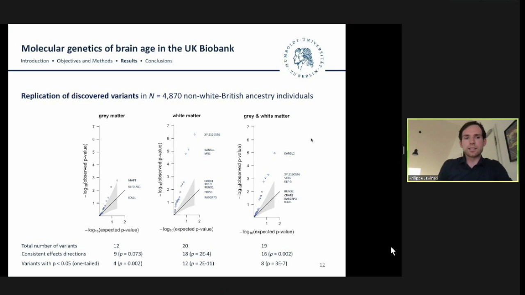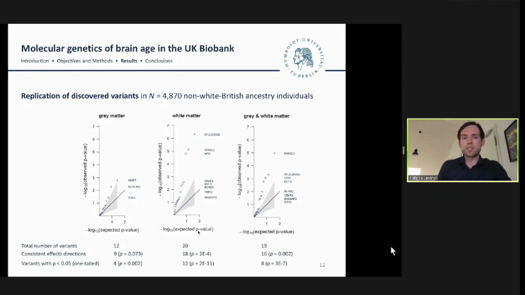And what we did now was we took the discovered variants and tested for an association in the replication sample. These are so-called QQ plots. So what we did here was we compared the distribution of observed p-values of the variants tested in the replication sample to a random p-value distribution under the null hypothesis. And what you can see is that there's a strong inflation, especially for the white matter estimates. So we observed stronger effects than expected by chance, revealing supportive evidence for the discovered variants.